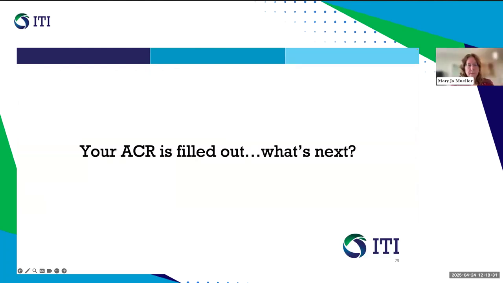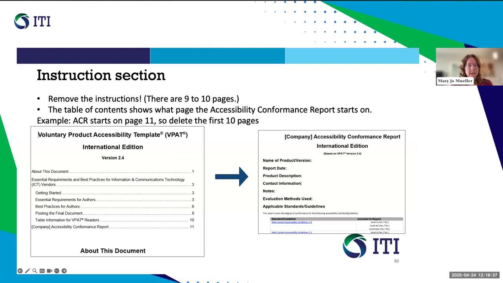So now that your ACR is filled out, what's next? ACRs based on the VPAT are long enough. Remove the instructions as part of creating your ACR, including the table of contents. This will eliminate 9 to 10 pages in the length of your finished report.